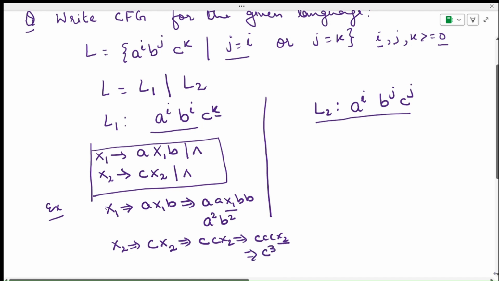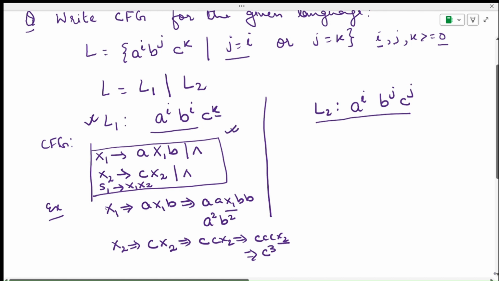Now we need to combine these two, so I have to write one more expression. Suppose I call this S1. S1 is the concatenation of x1 followed by x2. So we have the context-free grammar for the language L1, where the pattern is all A's followed by all B's followed by all C's, where the number of A's and B's are the same. So this is the grammar for it.